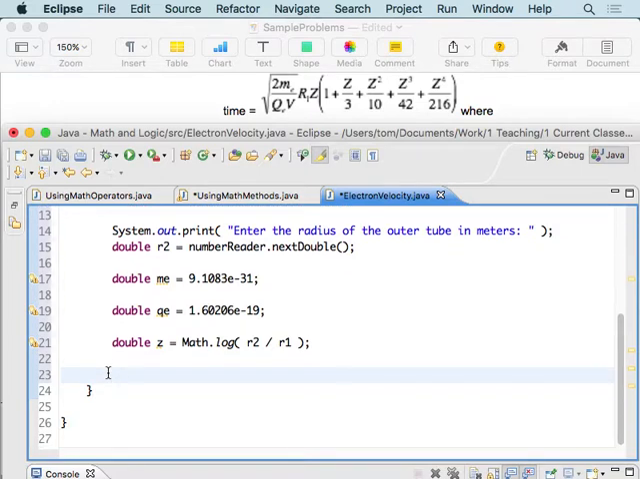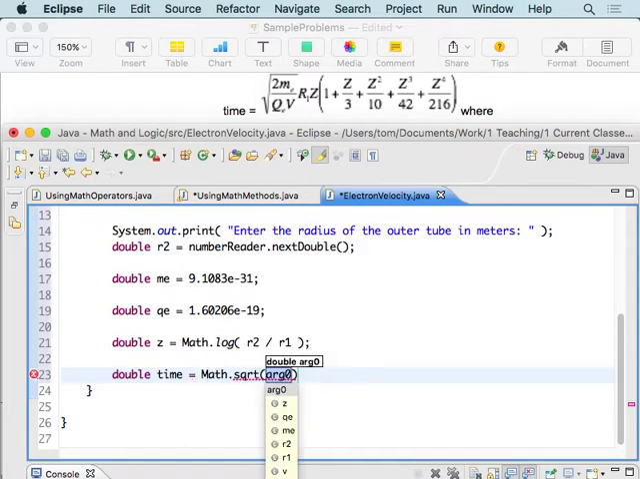Okay, and then finally we're going to try to figure out this time equation. So time equals, and then we're going to go the square root of 2 times ME divided by QE times V. Alright, so there's a bunch of stuff to do there. So math.sqrt. Alright, and then the thing that we're doing here is we're going to go 2 times ME and then divide that by QE times V. Okay? So that's that first part of the equation that we have right there.